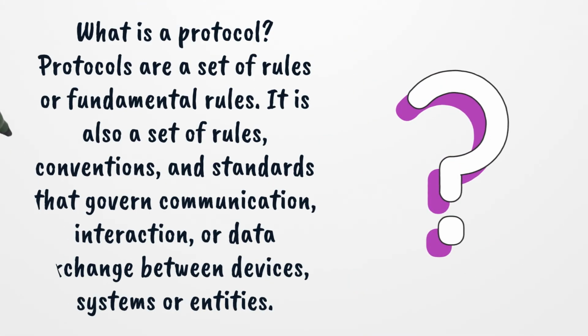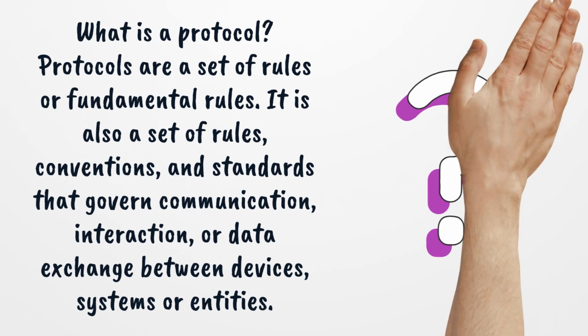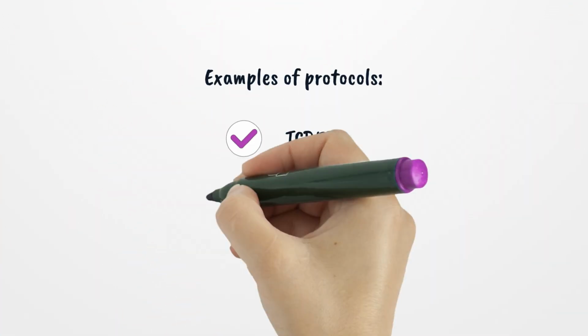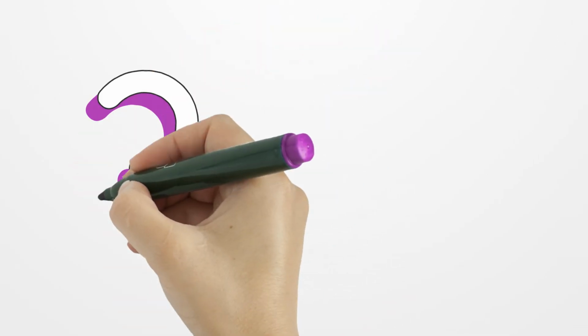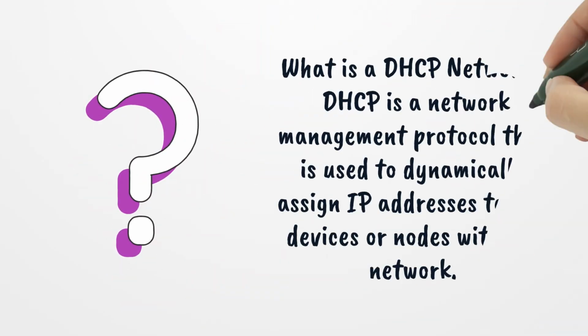What is a protocol? Protocols are a set of rules or fundamental rules. It is also a set of rules, conventions, and standards that govern communication, interaction, or data exchange between devices, systems or entities. Examples of protocols: TCP/IP, FTP, HTTP.